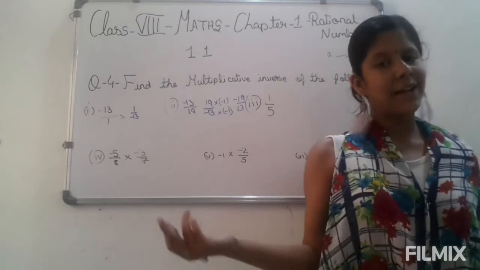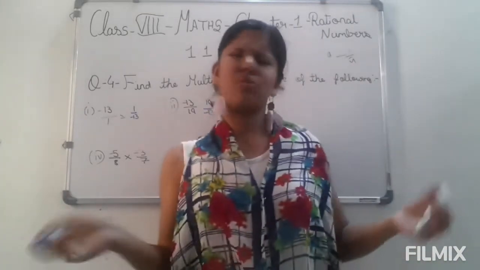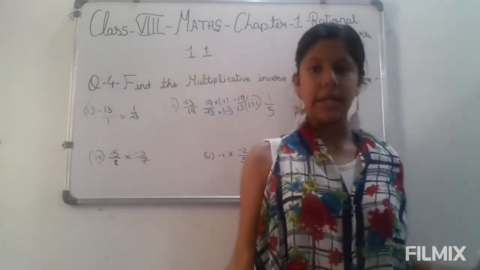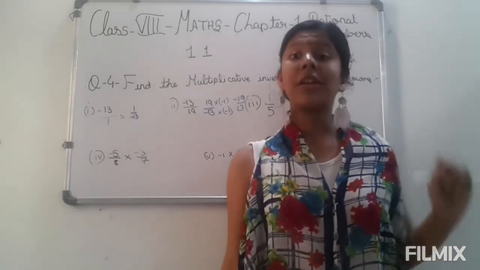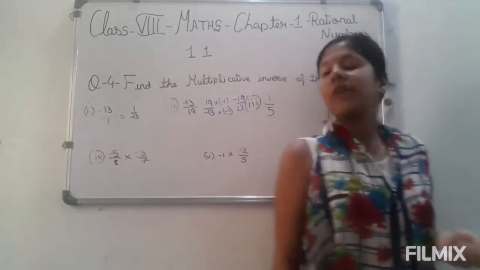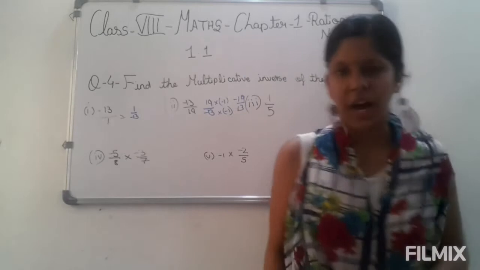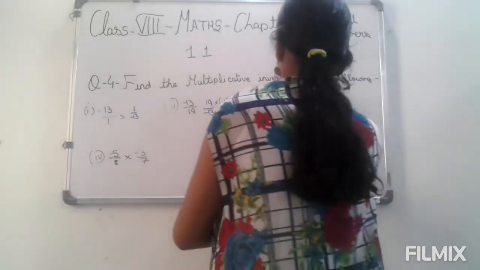The third part says 1 upon 5. Clearly we can see it's positive also, so we don't need to do anything. We have to reciprocal the number. So what will it become? It will become 5. The answer will be 5.